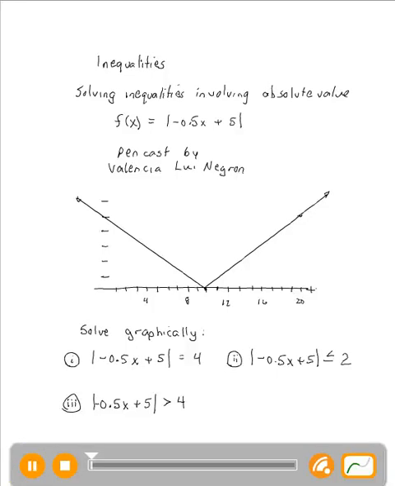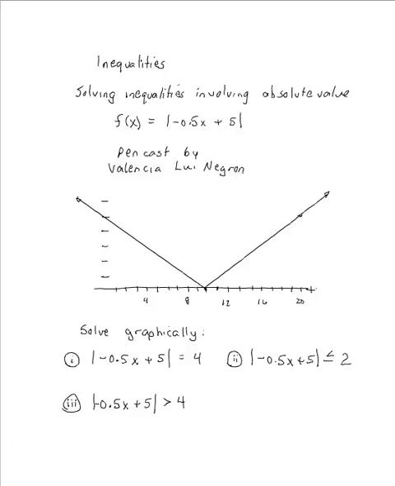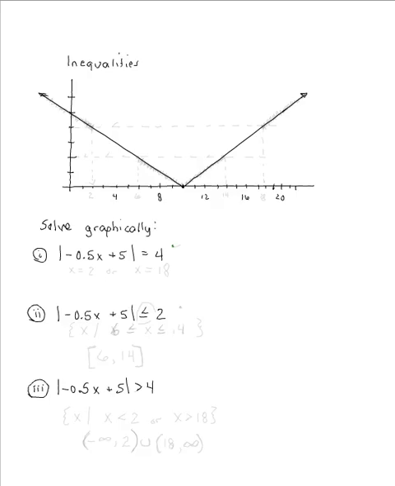We want to take a look at solving equations and inequalities graphically. Here we have an absolute value function. f of x is the absolute value of negative 0.5x plus 5. And first, we want to take a look at when that function, absolute value of negative 0.5x plus 5, is equal to 4. With the absolute value function, keep in mind we do have that bounce.